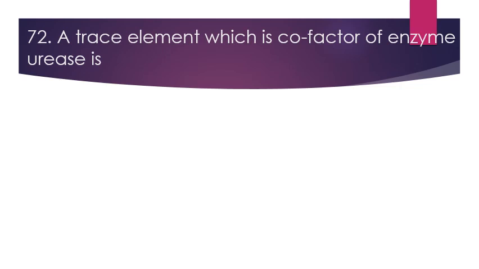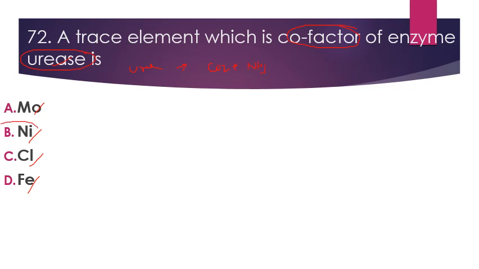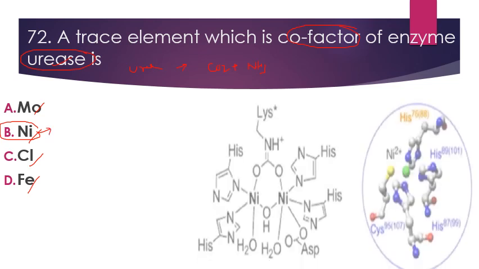Next question is, a trace element which is cofactor of enzyme urease is, our options are molybdenum, nickel, chlorine, and iron. And I have already discussed this enzyme urease. This enzyme is used to convert urea into carbon dioxide and ammonia, and this requires this cofactor that is called nickel. So this is very important for the normal functioning of urease enzyme.